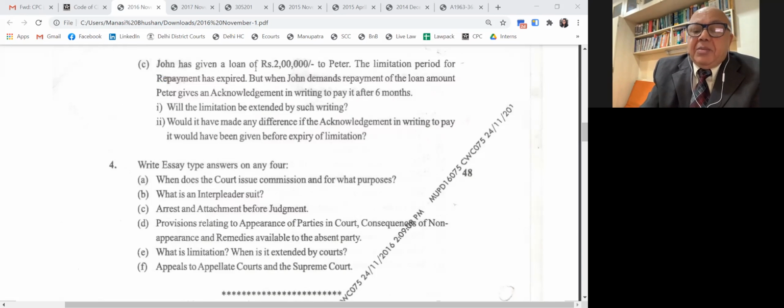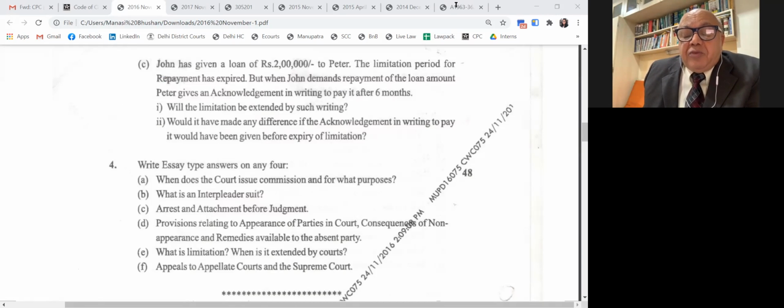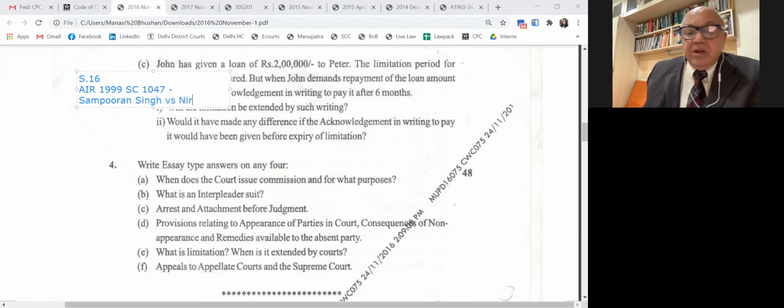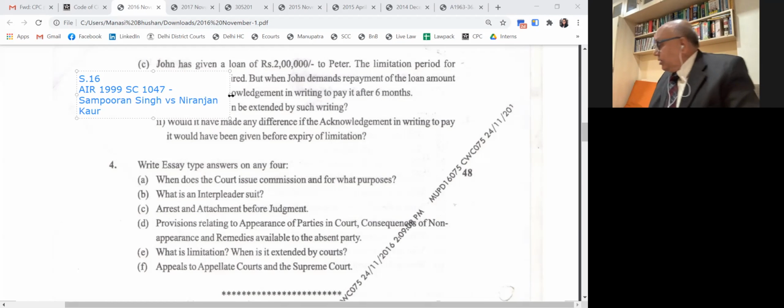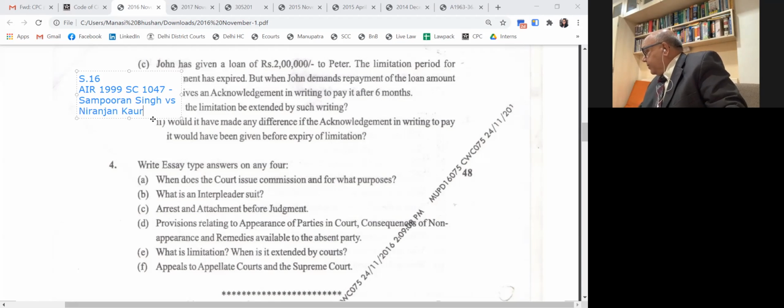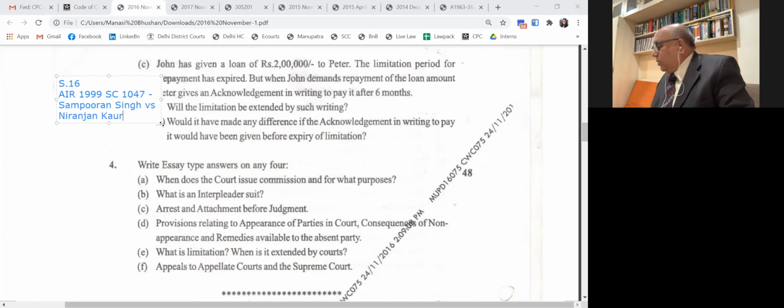obtaining a writing after expiration has no meaning, because there cannot be estoppel against statute. This particular matter came up under section 18 in a case before the Supreme Court. Write down AIR 1999 Supreme Court, page number 1047, or 1999 2 Supreme Court Cases 679. The party's name is Sampuran Singh versus Niranjan Kaur. The relevant paragraph is paragraph number 8 in that. That judgment, I will see if I can read it for you.